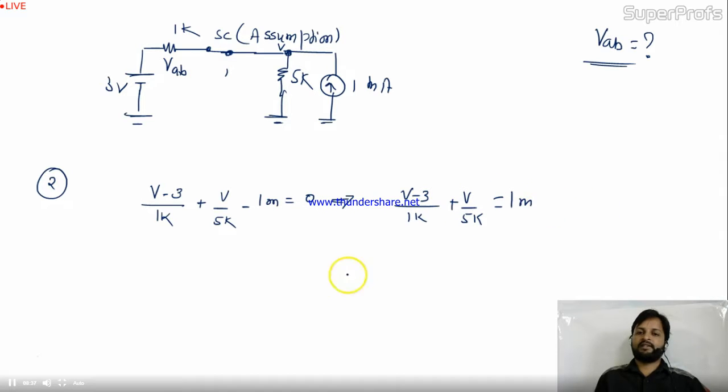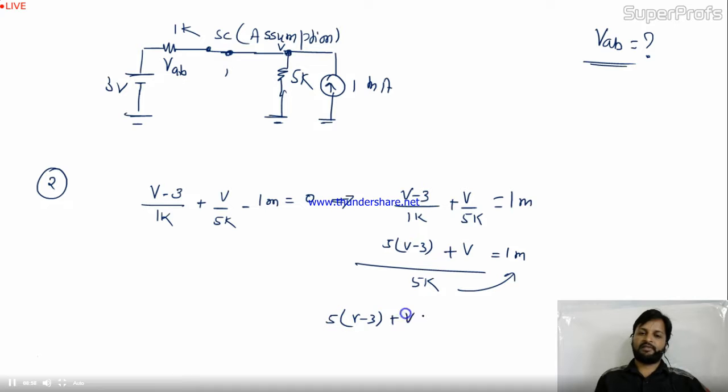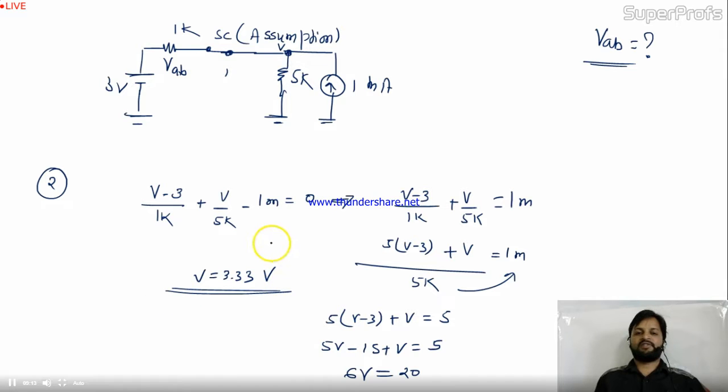Let's take the LCM over here. It will be 5K. So it will be 5 into V minus 3 plus V equal to 1 milli. Is this 1K? Yes, 1K and this 5K. 5K is the LCM. So you multiply this 5K with this, and you will be left with 5 into V minus 3 plus V equal to 5. So this will be 5V minus 15 plus V equal to 5. So overall 6V equal to 15 plus 5, it's 20. So V equal to 3.33 volt.